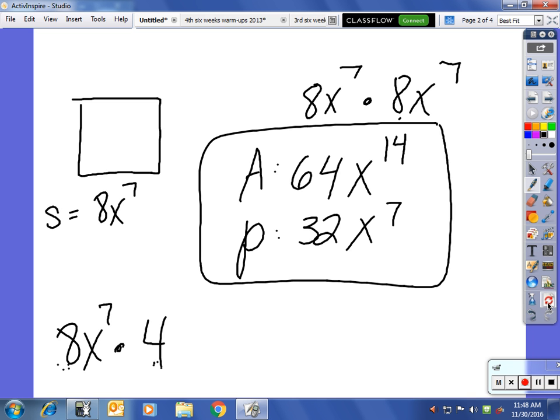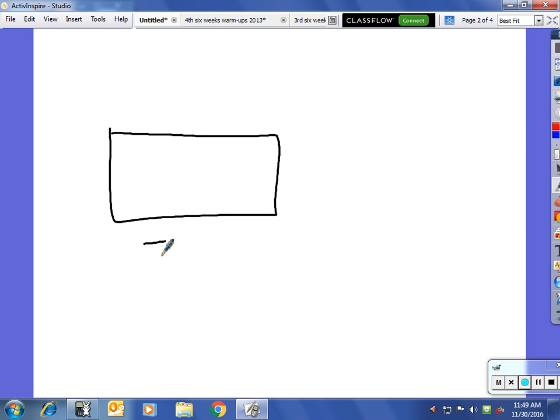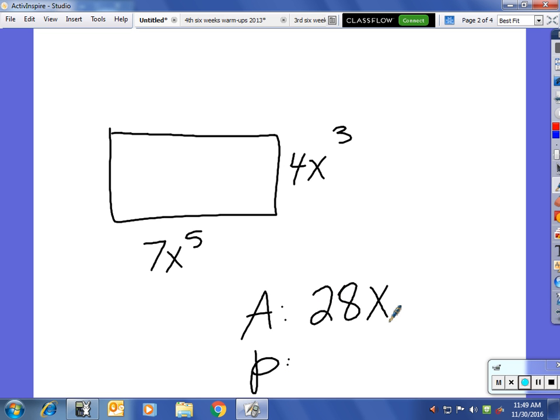Okay, so are you going to be okay with that? Let's do another one. How about a rectangle? 7x to the 5th and 4x to the 3rd. Give me area and perimeter. To me, these are easier. You can do these in your head. It's not like the binomials. 28x to the 8th? Absolutely.